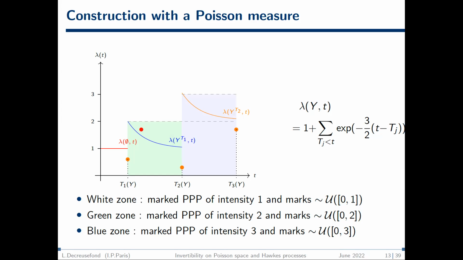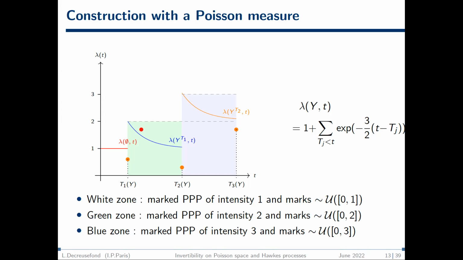So one way to do this is to take the line here, and you first consider a marked point process of intensity 1, with marks which are uniformly distributed on 0, 1. And the first time you have a mark which is below 1, you say, okay, this is the jump t1 of y. But now when t is greater than t1, what happens? The lambda y of t is 1 plus exponential of minus 3/2 times t minus t1. So this is this quantity in blue.